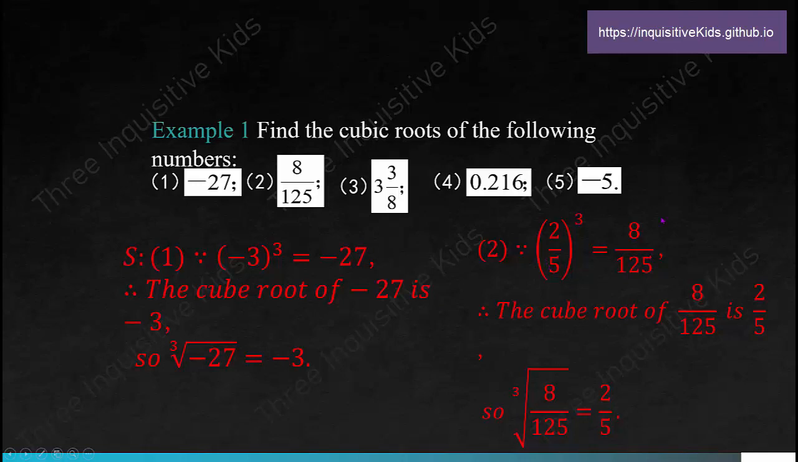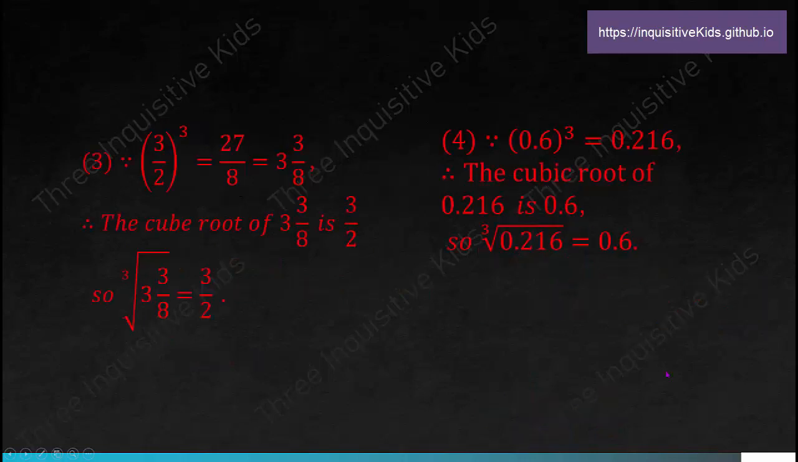This one. Well, remember, this is a fraction, but we just have to look at the cubic root of the numerator and denominator. So let's first look at the numerator. We know that the cubic root of 8 is 2, so that's the numerator. And we know that the cubic root of 125 is 5. So then it would be 2 over 5.